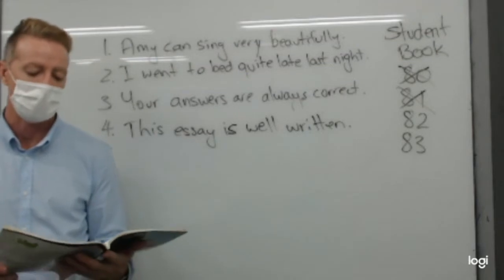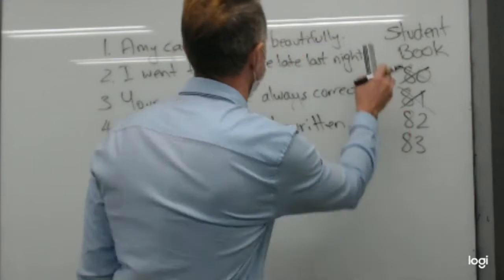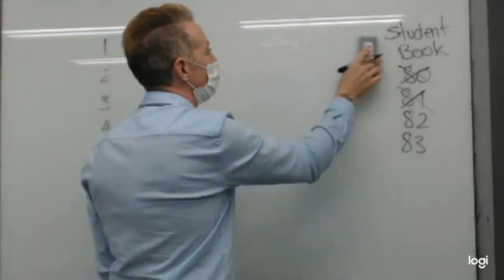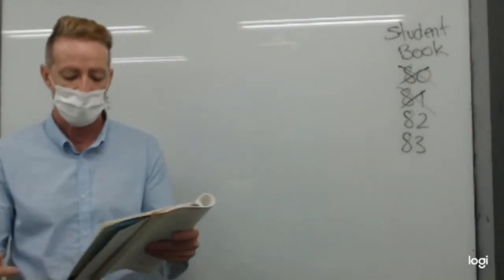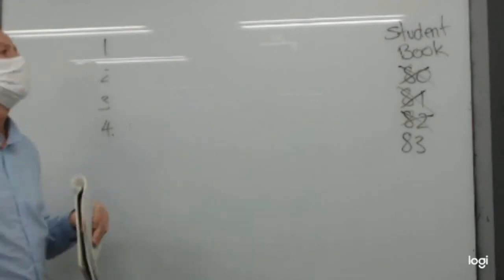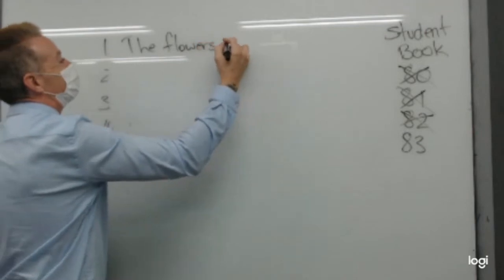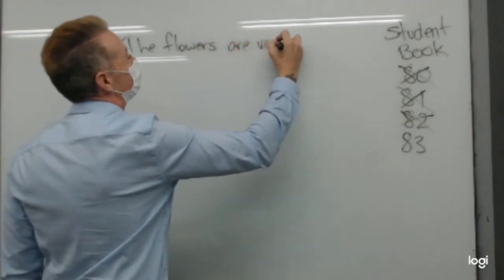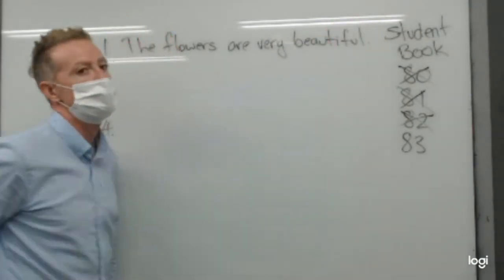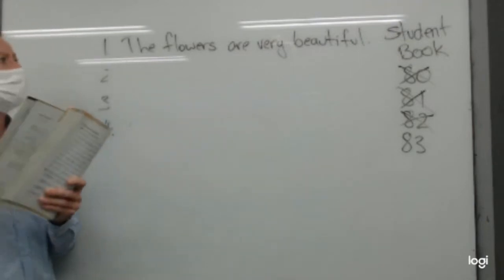Okay, last page. Write a sentence about very beautiful. Dorothy, I know you're going to say, I am very beautiful. No? Okay. Page 83. Flowers are very beautiful. Excellent. I am not very beautiful. Okay. Everyone is beautiful, Sam. The flowers are very beautiful.